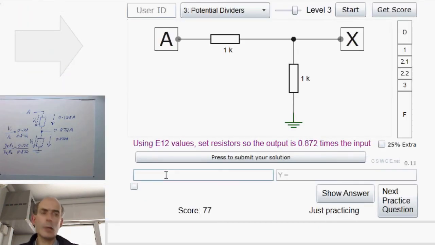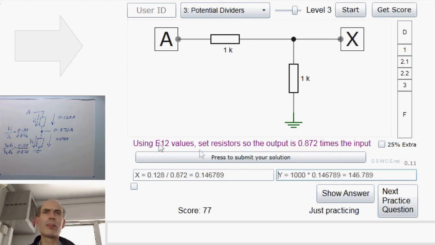Well, 0.128 divided by 0.872 is 0.1469. So we need to find two E12 values which have that as the ratio in between them. And one way you could do that is just start with 1K and see if multiplying it by 0.146789 gets you anywhere near an E12 value. Well, it's very close to 150. Maybe that might be close enough. Let's give it a go.